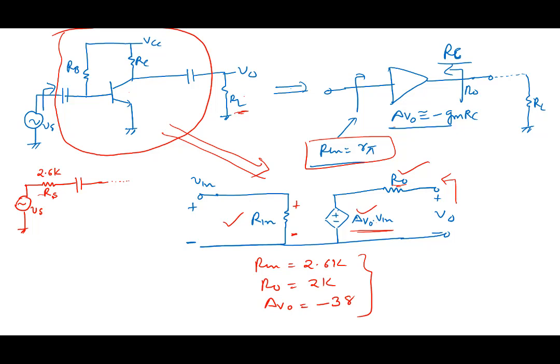I put an RL of, now let's say, RL of 1K. Tell me what will be the gain, V0 by Vs? You understand? Same amplifier, but we have put Vs and Rs of 2.6K and we have put RL equal to 1K. What will be the gain?